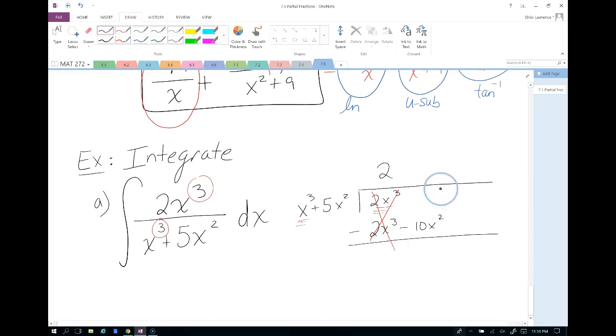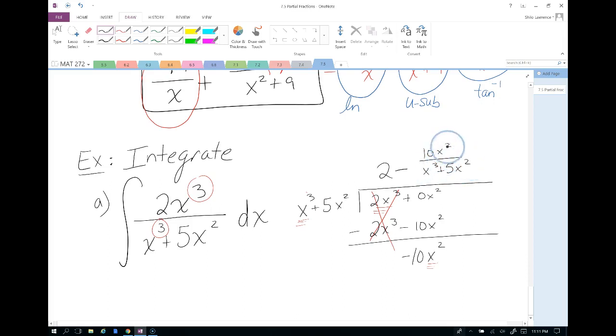Now, I don't have any squared terms to take that 10x squared away from. That just means we have 0 of them, and if you want to, you can say 0. So we're left with negative 10x squared. And we can't divide any further because now our power is smaller than what we're dividing by. So that's actually our remainder. We write our remainder as a fraction. Because it's negative, I'm going to say minus 10x squared over x cubed plus 5x squared.